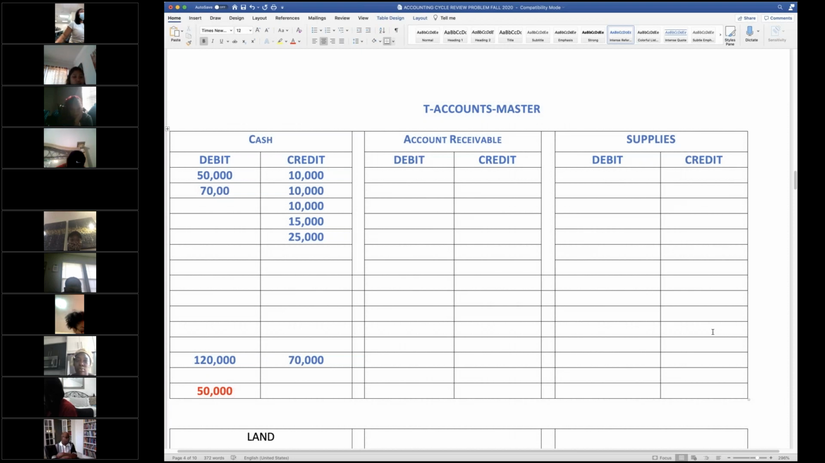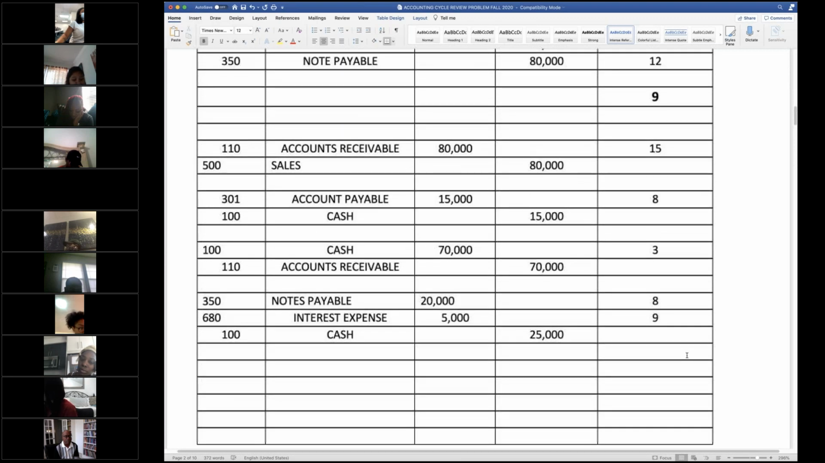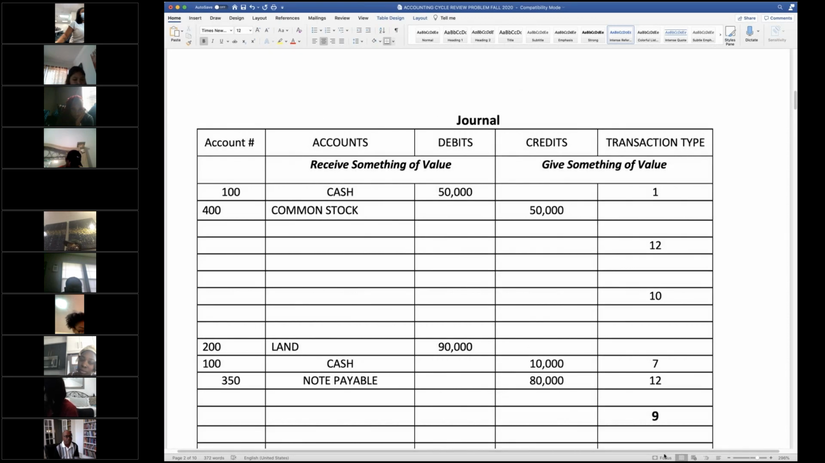First of all, your journal entry is incorrect. You should have credited accounts payable in that second transaction. For what number? I think that's number 2. We said it was a 12. So you debited supplies and you credited accounts payable.